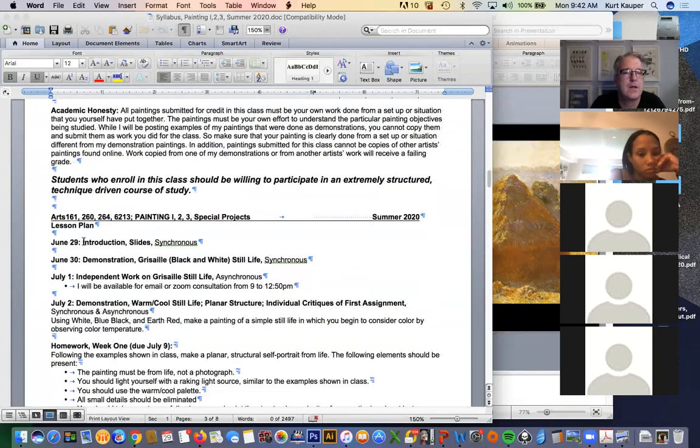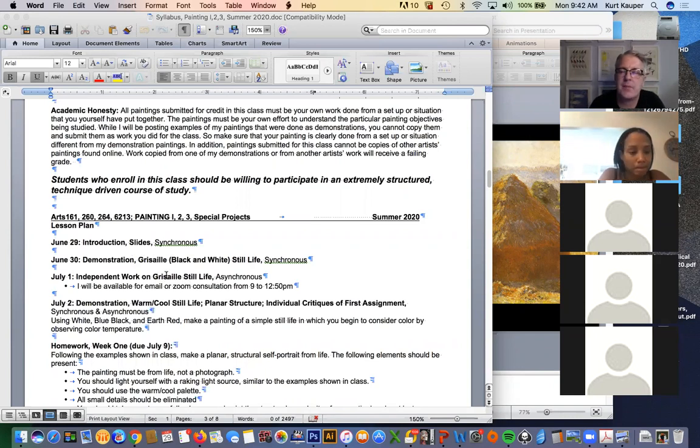So tomorrow we will be doing our first demonstration. I'm going to be demonstrating what's called a grisaille still life. This word, grisaille, like a lot of words in painting discourse, comes from the French. A lot of words in painting discourse come from Italian. I think this just means something like gray, or having to do with gray or grayish. Gris is the French word for gray.